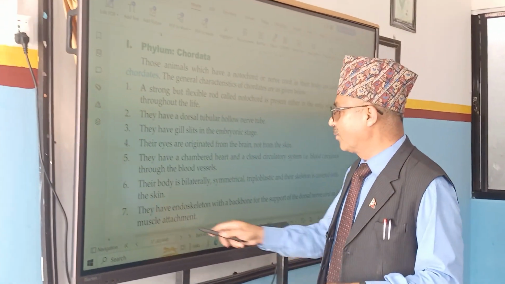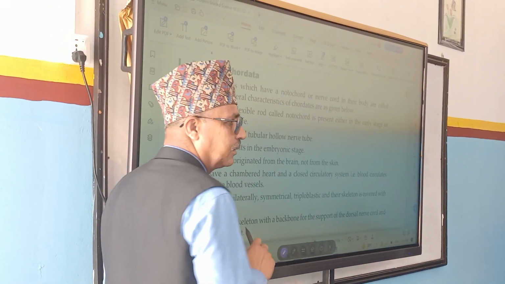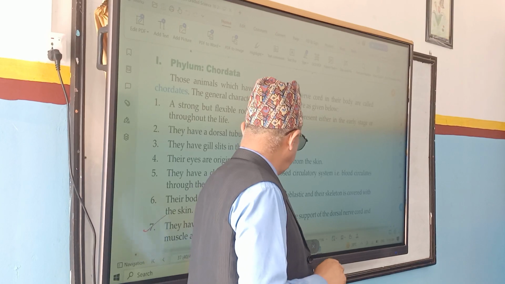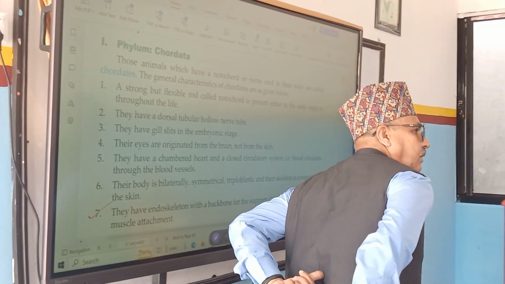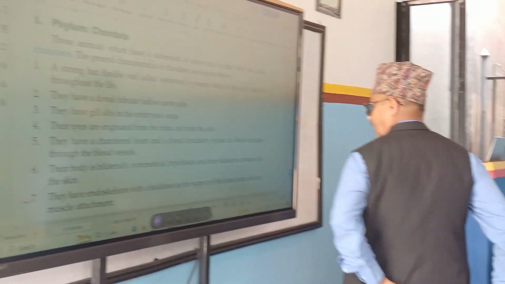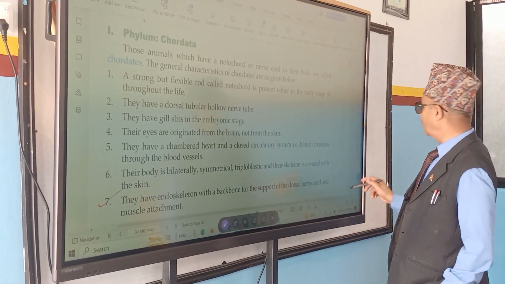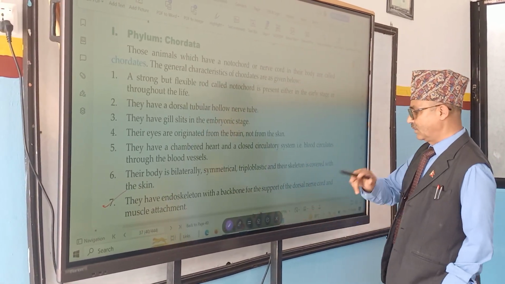What is next one? Number 7. They have endoskeleton with the backbone. Skeleton lies inside here. Yes or no? For the support of the dorsal nerve cord and muscle attachment.